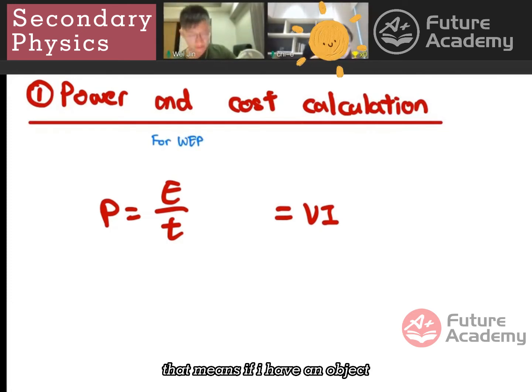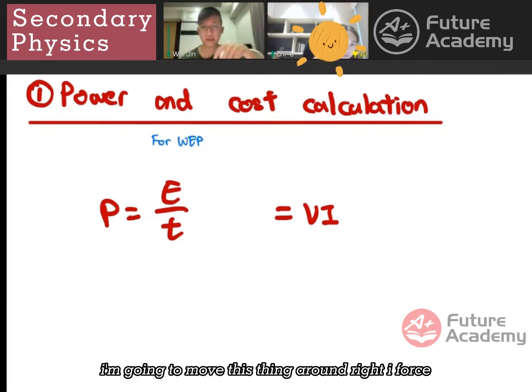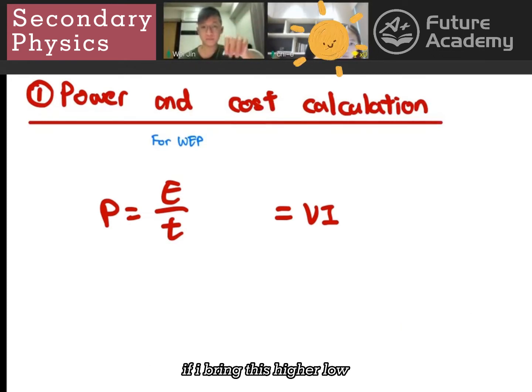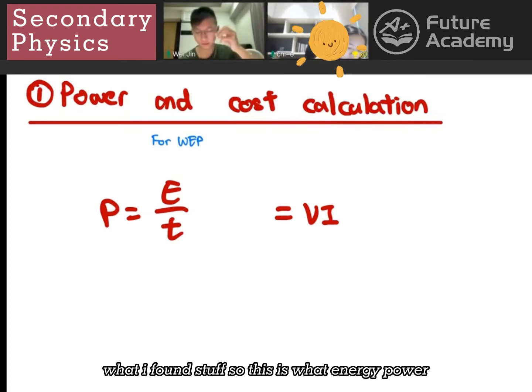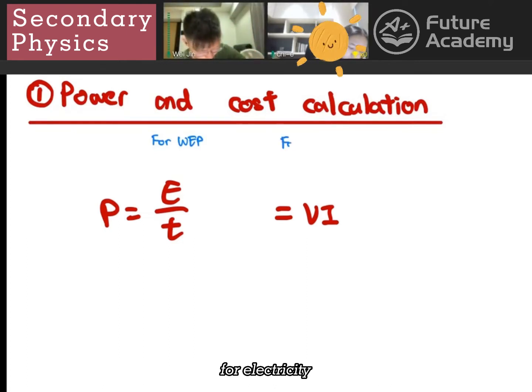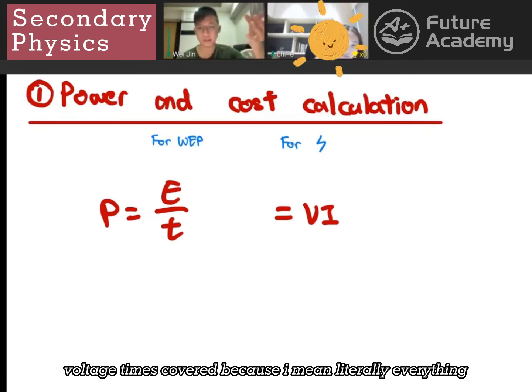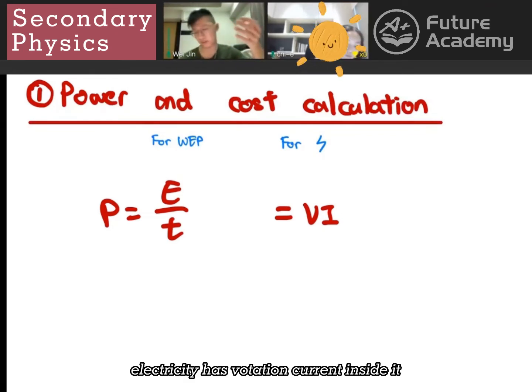That means if I have an object, I'm going to move this thing around, right? I have force and work done and all this stuff. So if I have a motion of an object, if I bring this higher, lower, that kind of stuff, this is work, energy, power. For electricity, we are using P equals VI instead, voltage times current, because literally everything in electricity has voltage and current inside it.